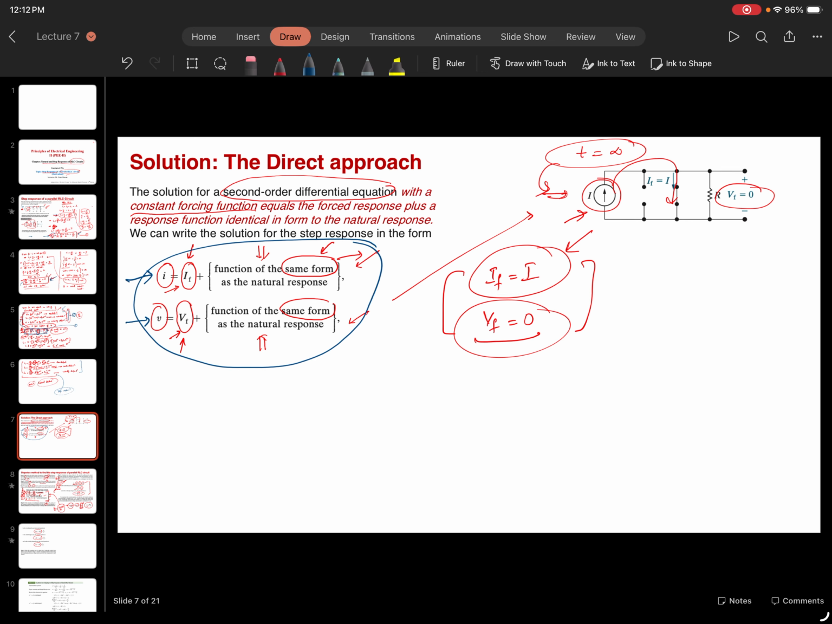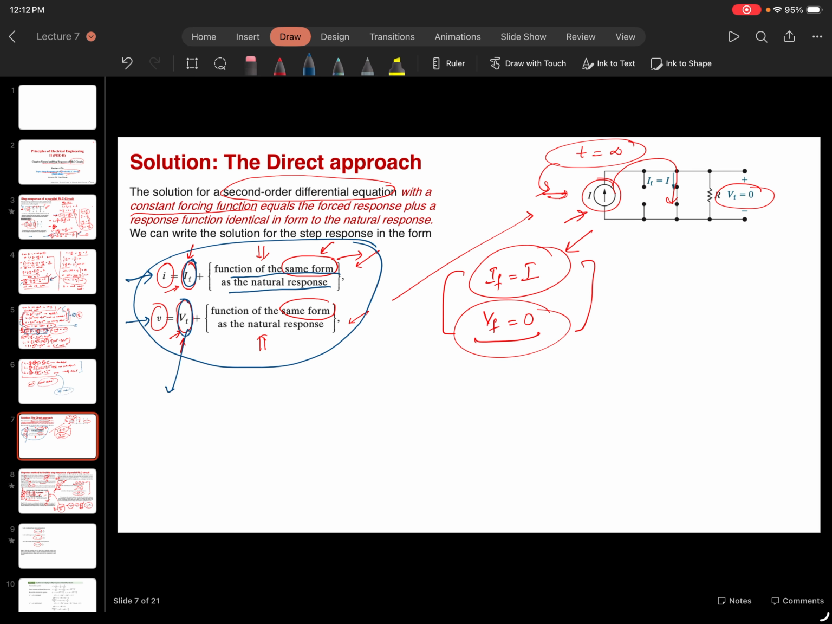The solutions of those will be equal to the forcing functions, which in this case are your final values, If and Vf, plus the functions which are very similar in form to the natural response. It's not exactly the same, it is a similar form, which means it is going to have different constants. As you have seen in the indirect approach, we ended up getting these primed constants, which can be a combination of those other ones, but we are interested in those primed constants which we can directly find.